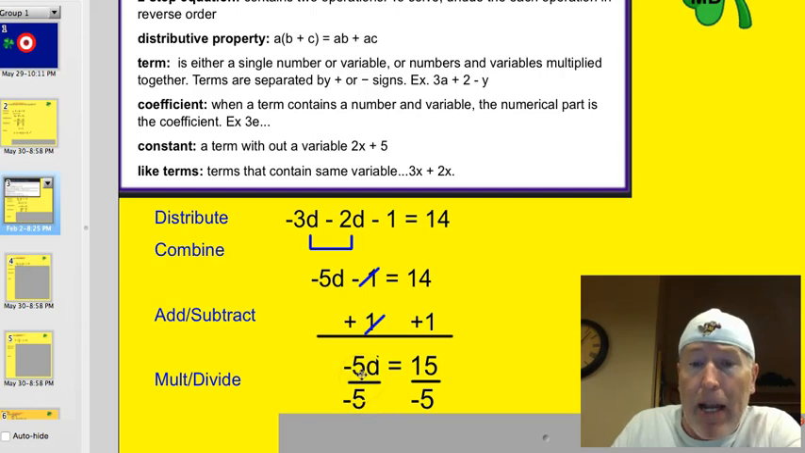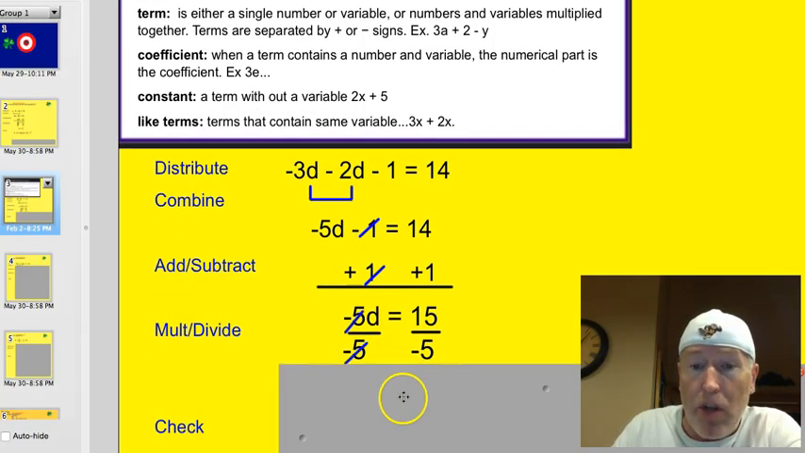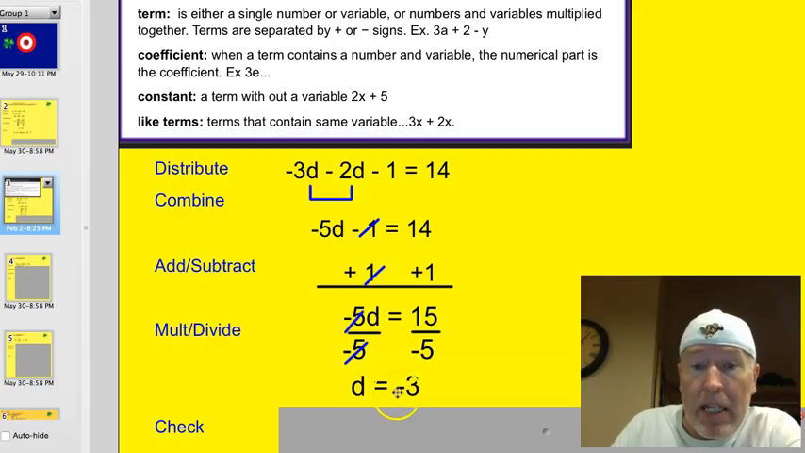So we're going to divide by a negative 5, because a negative divided by a negative will give us a positive d, and that's what we want. So we'll divide by a negative 5. These guys cross each other out. We end up with d equals 15 divided by a negative 5, which is a negative 3.